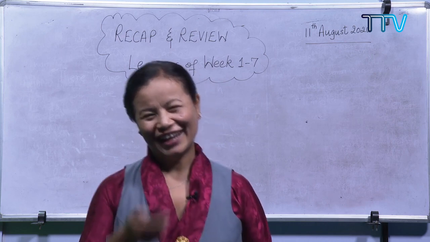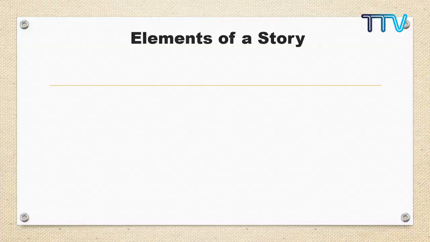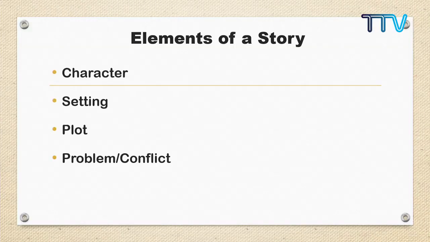Okay, look at the slide. Character, setting, plot, problem or conflict, and solution or resolution. So you need to have characters in your story, and a setting where the story is happening. When you are writing a story, you need to think about who would be the characters of my story, where the story would take place, and you need to think about a problem or conflict, and then a solution.